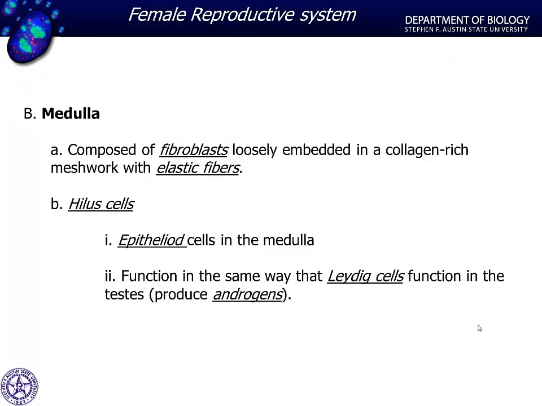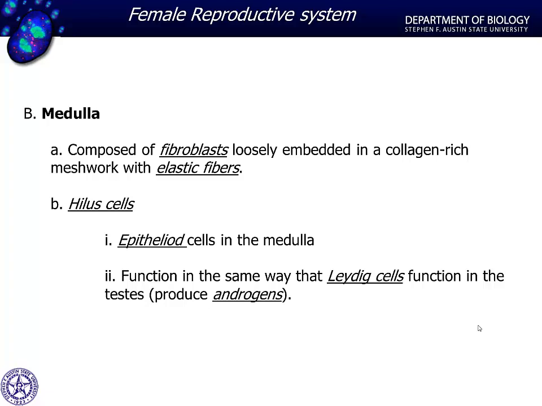Now, the medulla, or the central portion of the ovary, is fairly nondescript. This is going to be where we have our connective tissue. As you can imagine, a lot of elastic fibers in the cortex and medulla of the ovary, since we have to be able to flex with these growing Graafian follicles.